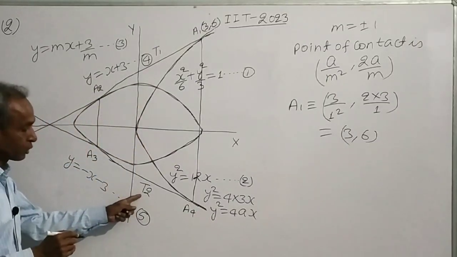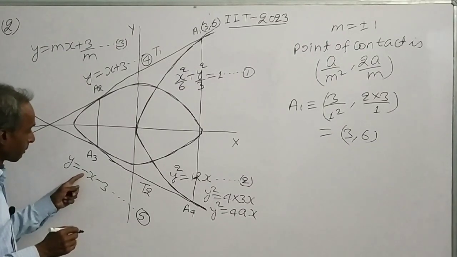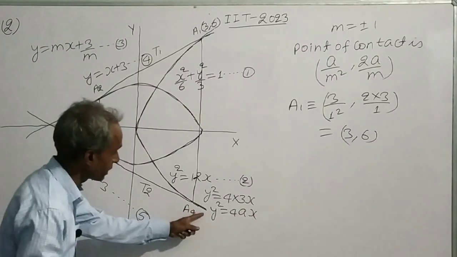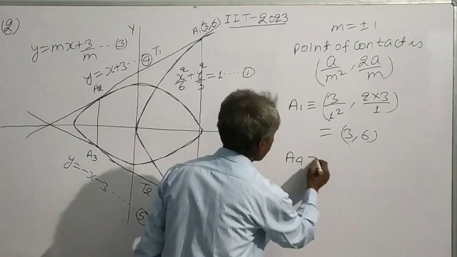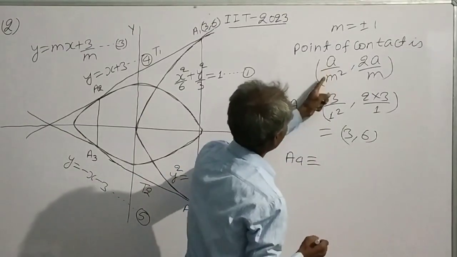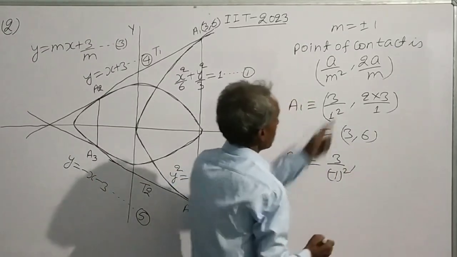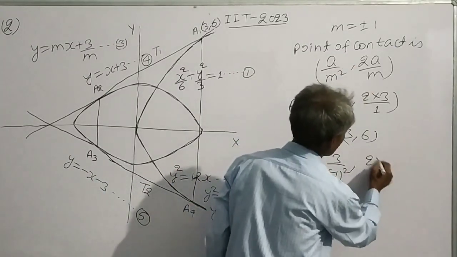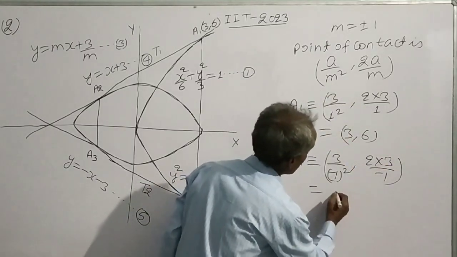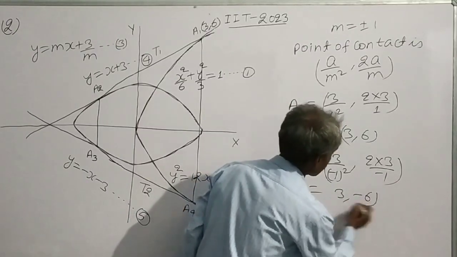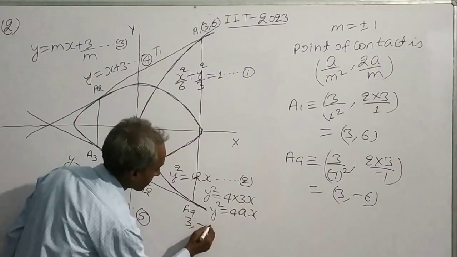Similarly, tangent T2 with slope minus 1, that means the value of m is minus 1, will touch this parabola at point A4, whose coordinate is a by m square, 2a by m. That means 3 by minus 1 square, 2 times 3 by minus 1, which is equal to 3, minus 6.